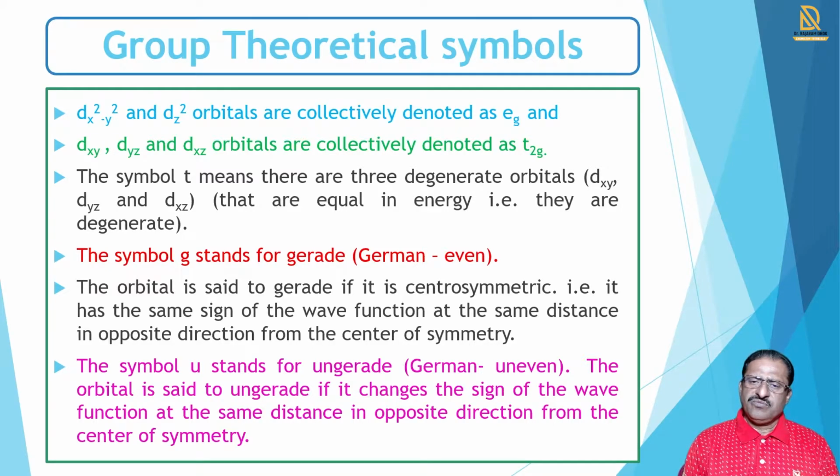For example, we take the p orbitals: px orbital, py orbital, pz orbital. Then d orbitals, dxy orbital, dyz orbital, dxz orbital, and we see their lobes and wave functions, and from that we get an idea about gerade. Now the second, ungerade. Here we use the symbol u for ungerade, and the meaning of that is uneven. The orbital is ungerade if the sign of the wave function changes at the same distance in the opposite direction from the center of symmetry. That is called ungerade.